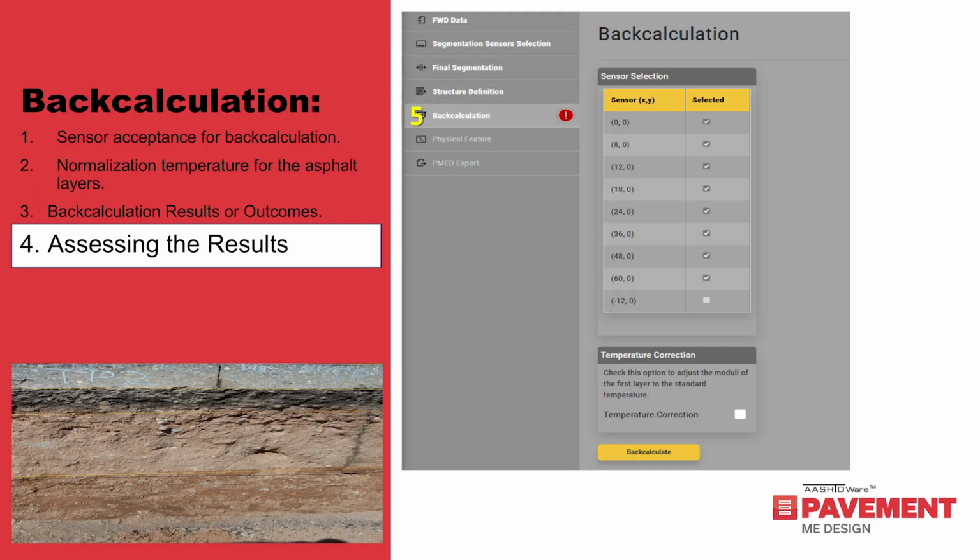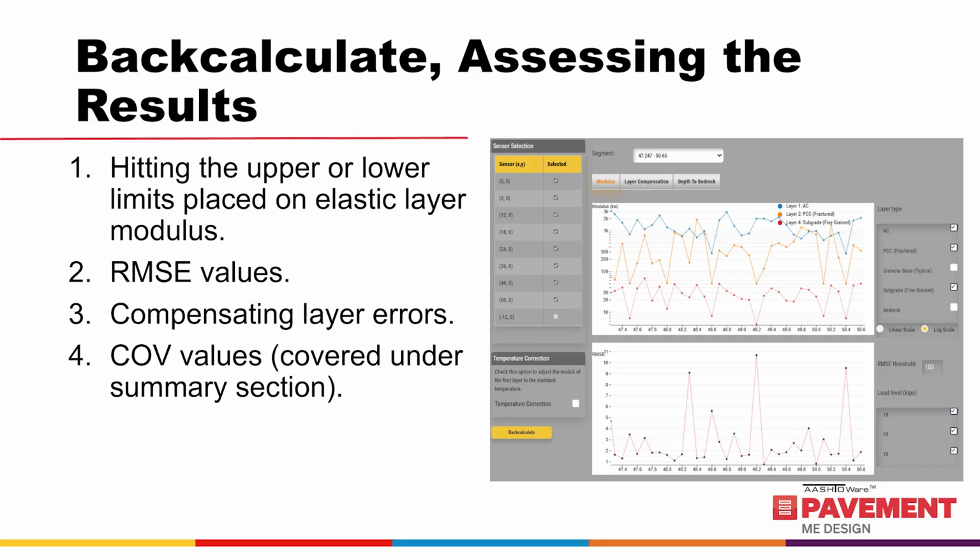The next topic within this session is assessing the results from the back calculation process. There are 4 items in assessing the results from back calculation. They are hitting the upper or lower limits placed on the elastic layer modulus values from the structure definition step, RMSE or root mean squared error values, compensating layer errors that was defined and discussed in the previous session, and coefficient of variation that will be covered in the summary section of this module. So, the first 3 items will be discussed in the following 3 slides, and the coefficient of variation will be presented in the next session.